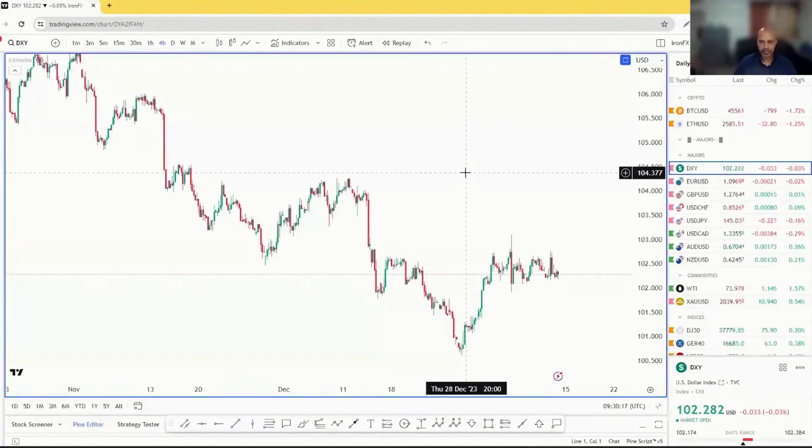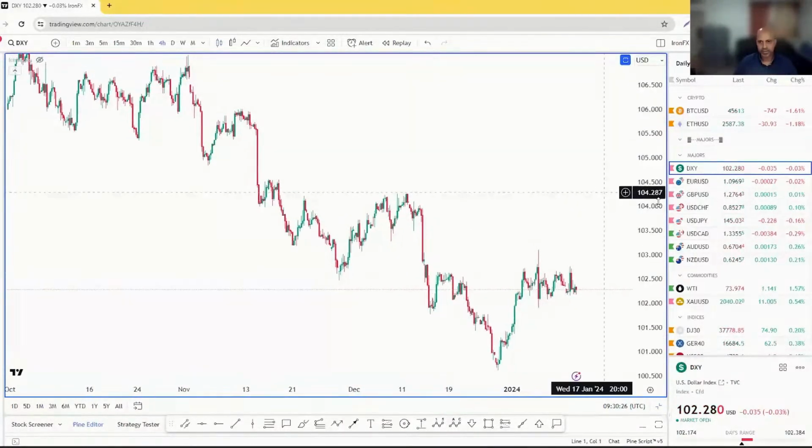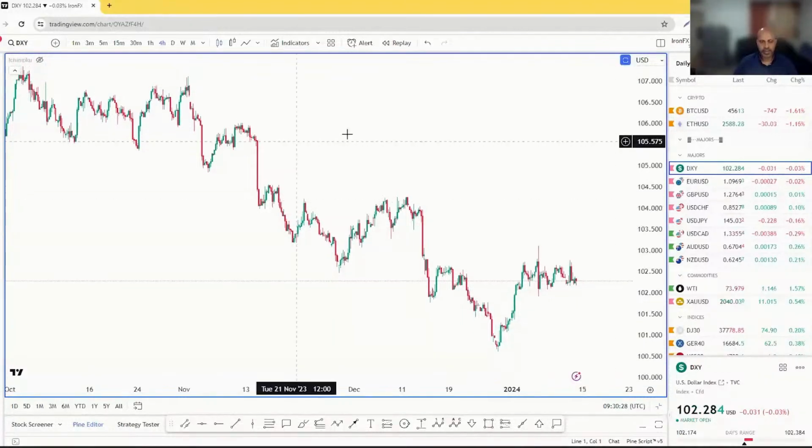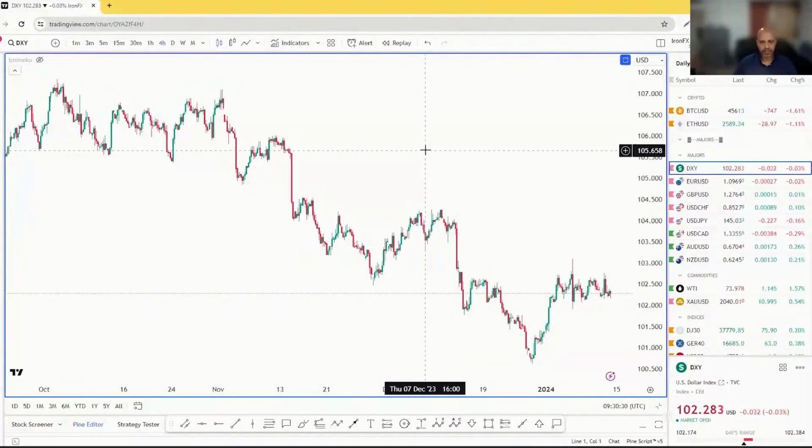Okay, so here I am on TradingView. I'm on the 4-hour time frame, and I'm going to use the dollar index as an example. First of all, we're going to try and identify significant swing highs and swing lows. Let's do this exercise together.